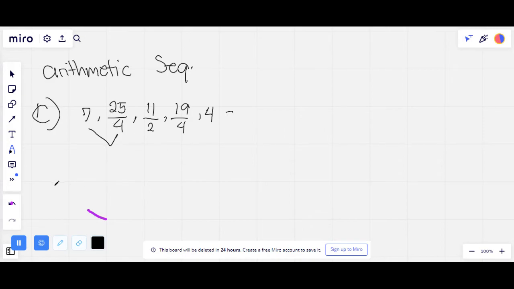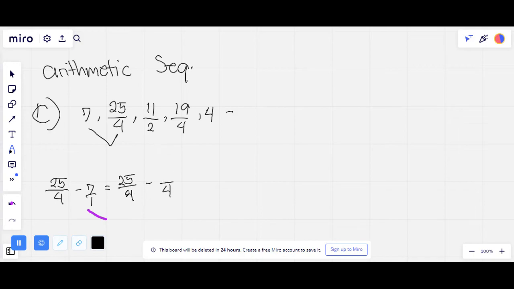So let's get 25 over 4 minus 7. If you notice, they have the common difference. 7 is not in fraction form, so we need to make it a fraction. 7 has a denominator of 1, so we need to make both numbers have a common denominator. Let's make this 25 over 4 minus 7 also have a denominator of 4.